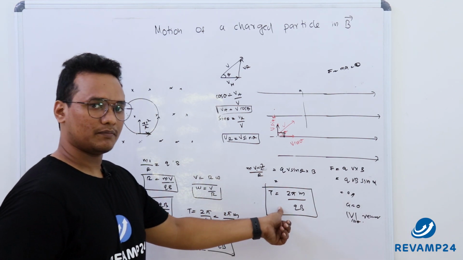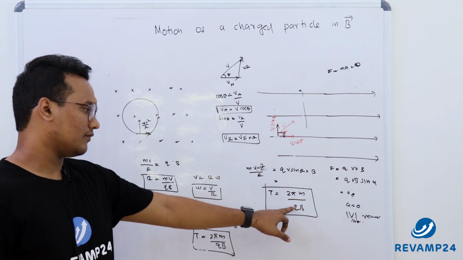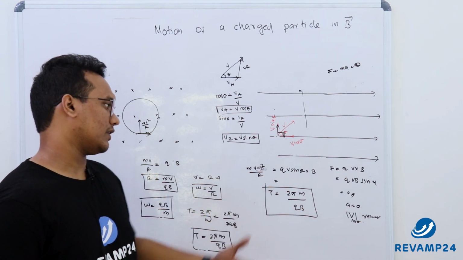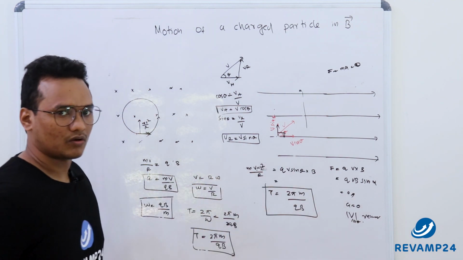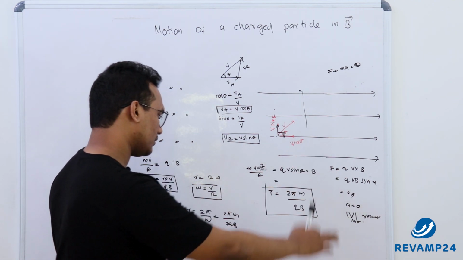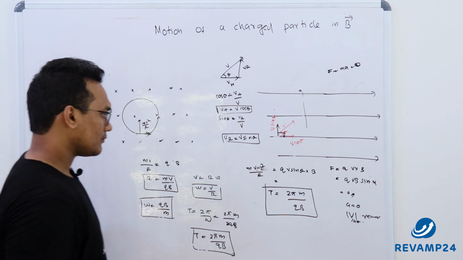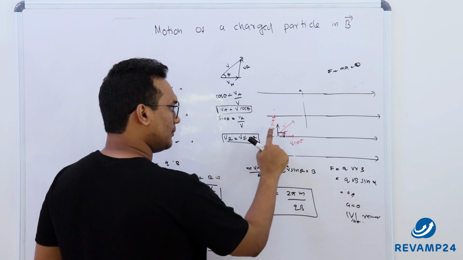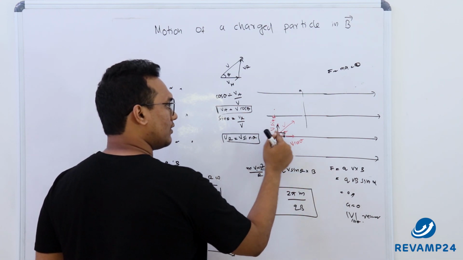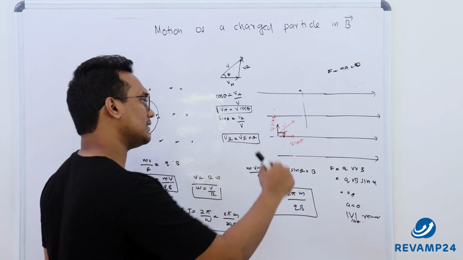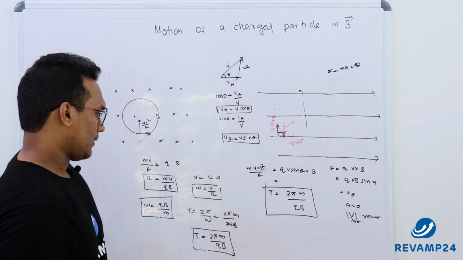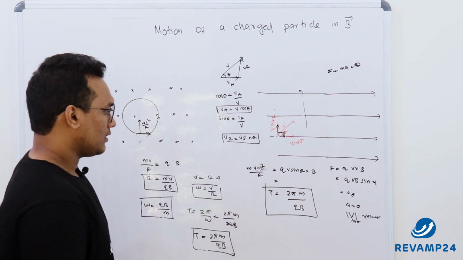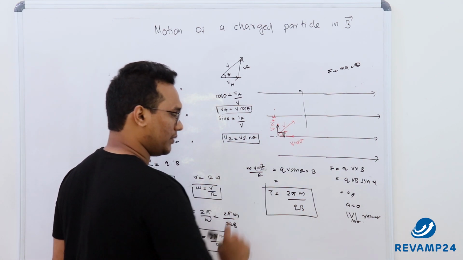Now time period is independent of velocity. From this equation we have learned that time period is also independent of radius. Do you have a radius term here? No. Do you have a velocity term here? No. So it is independent of V sin theta, independent of the radius on which it is revolving, and independent of velocity and radius. It only depends on mass, q and B.